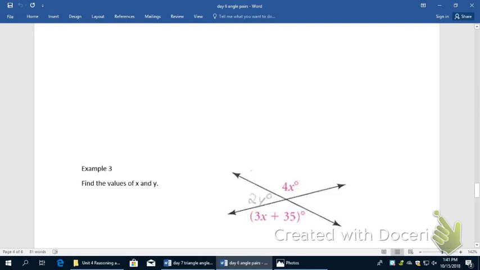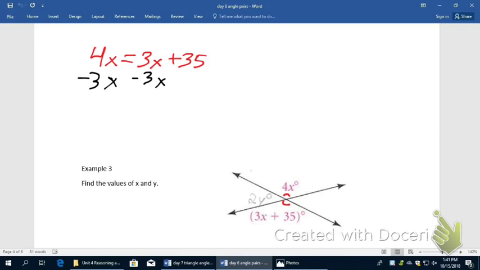Alright, moving on to our last example. What's going to happen here is you got two different equations to set up. One of them deals with the vertical angles, and as I just mentioned, vertical angles are always equal. So 4x equals 3x plus 35 is how I would do the setup for x. Here I would subtract 3x from both sides to get 1x equal to 35. There's one of my answers.